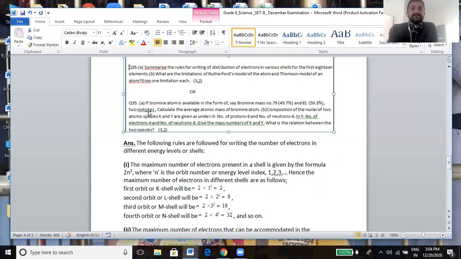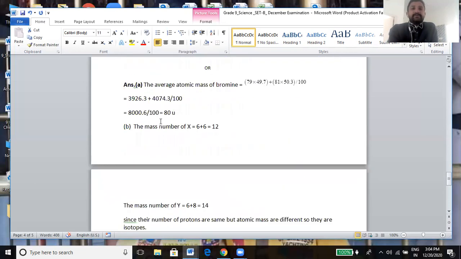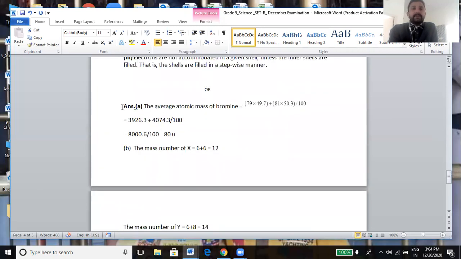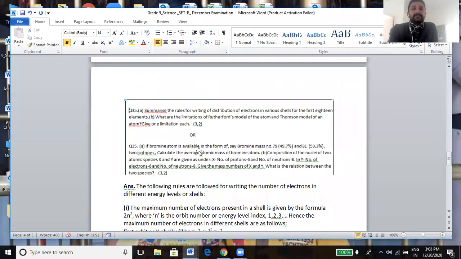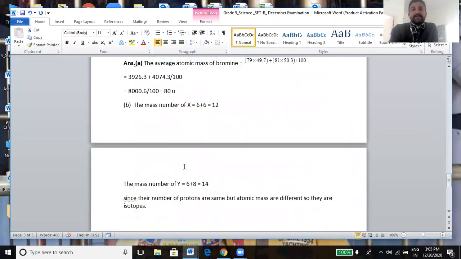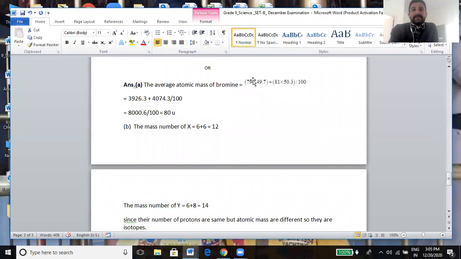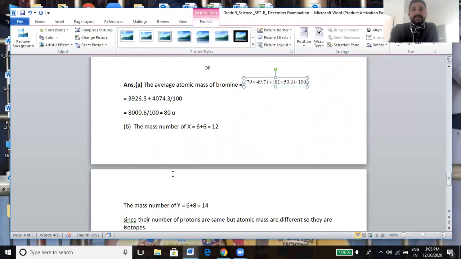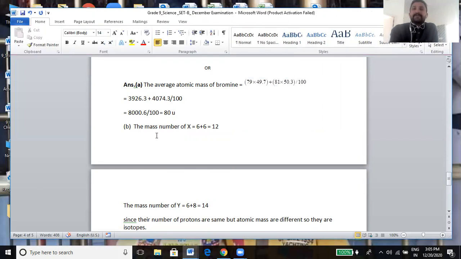Next, if bromine atom is available in the form of isotope. चलो bromine. अब देखो bromine, I told you again here, bromine mass number is 79, mass number 79, multiply by its percentage plus second atomic mass multiply by second percentage divided by 100 and solve it and get the result.